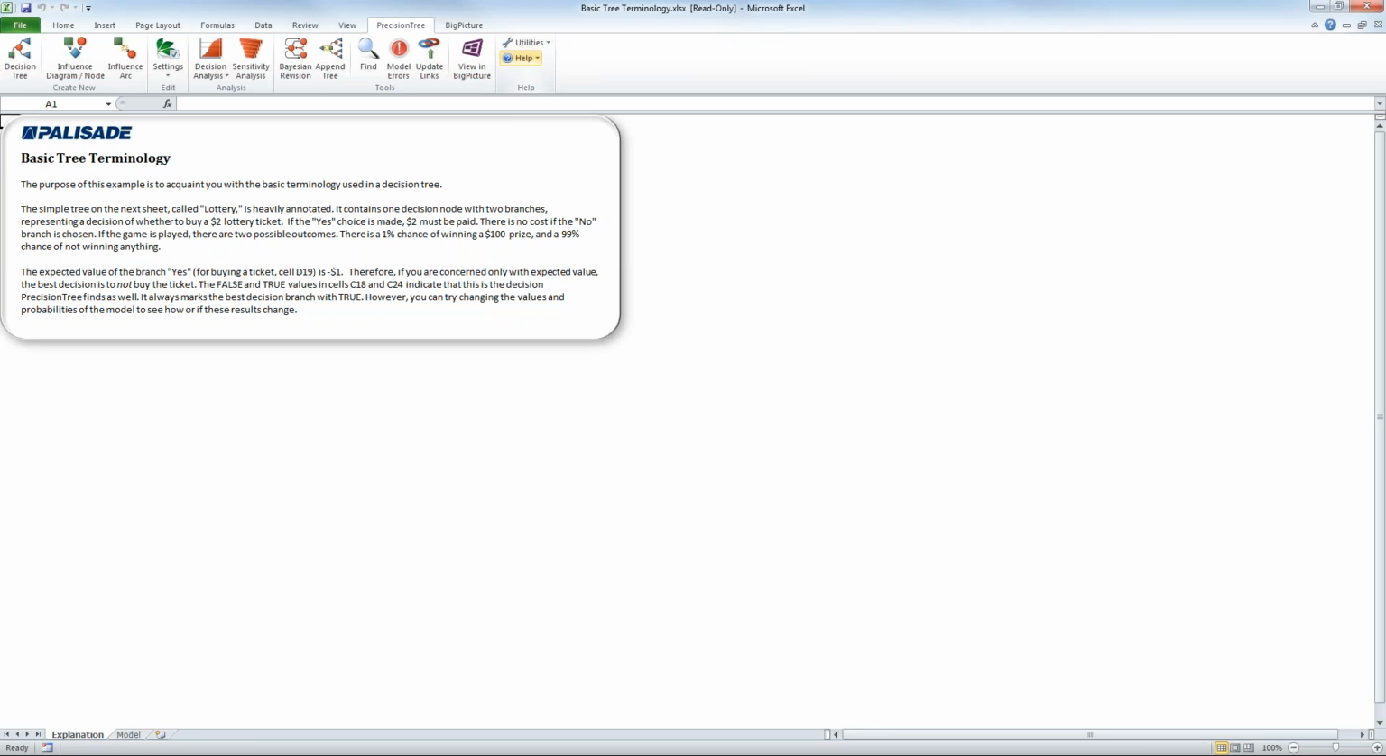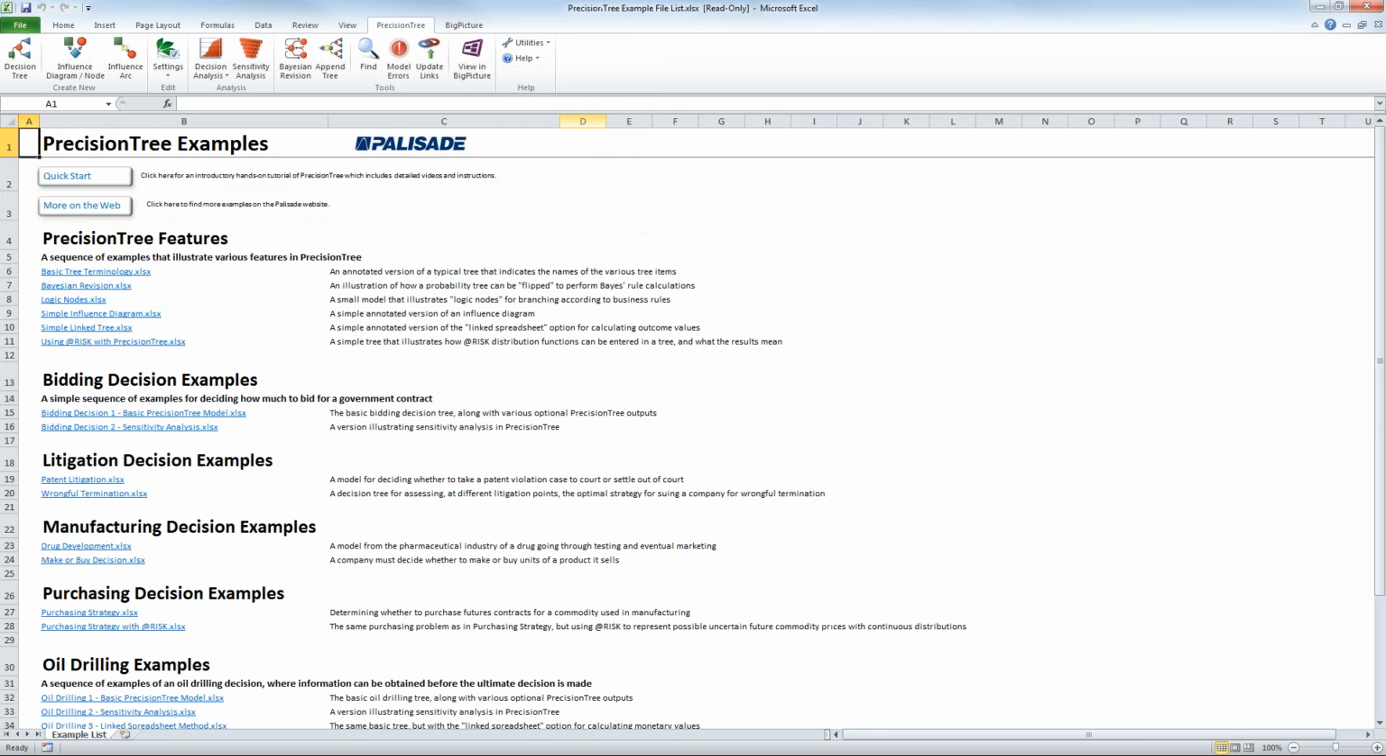When you are in any of our Decision Tools Suite tools, if you would like to explore some example files, simply click on this Help menu here and then go to Example Spreadsheets. That will take you to a table of contents of the files we include in our software that you can start playing with right away. So this is that basic tree terminology file that I essentially just opened.